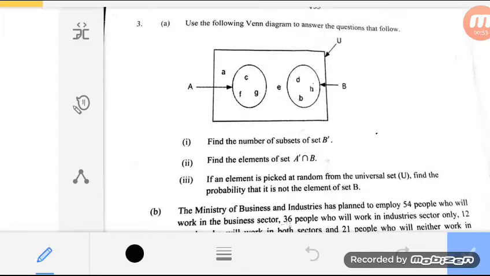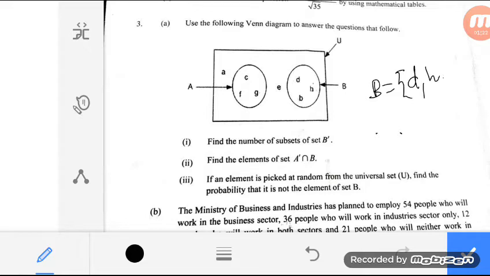First of all, we have to know the elements of the sets. Because we are solving question Roman 1, finding the subsets of B complement, we have to know the elements of B. The elements of set B are D, comma, H, comma, B. These are the elements of B.